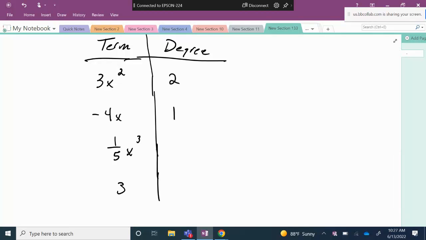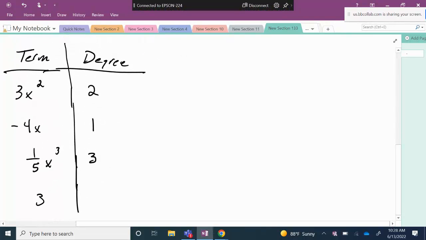Okay, so it doesn't matter about the coefficient, if it's negative or positive. We mainly locate the variable. Then we locate the exponent on the variable, and that will give us a degree for the term. Okay. So for 1/5 x cubed, x is the variable. The value of the exponent on the variable is 3, so that's a third degree term. And then if you look at the very last number, that's a constant, right? Notice that it does not have a variable, okay, but it's actually an understood variable.